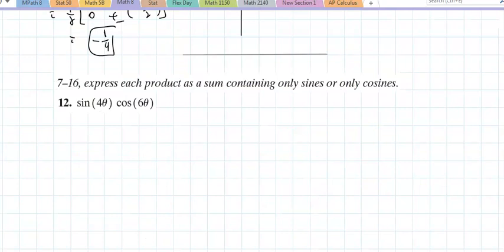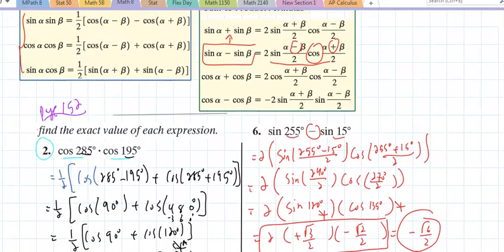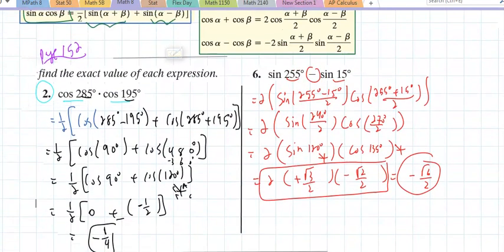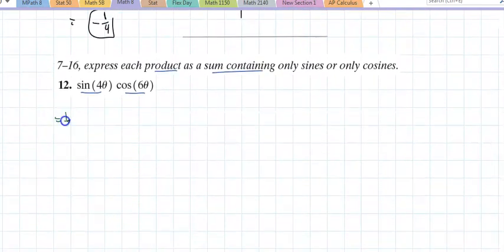Next problem on the list would be problem number 12, and the directions: write or express each product as a sum. Well, I have a sine times cosine. If I run through the formulas, I'll notice there's only one of those. Trying to reverse these problems, sine times cosine would be that. So that is 1/2 sine of the sum plus sine of the difference. That is 1/2 sine of the sum of those plus sine of the difference.